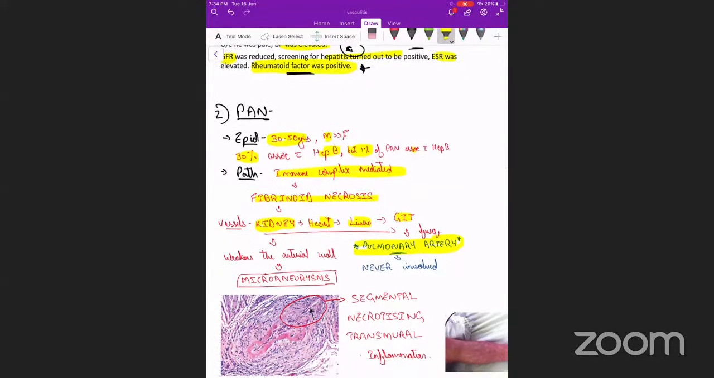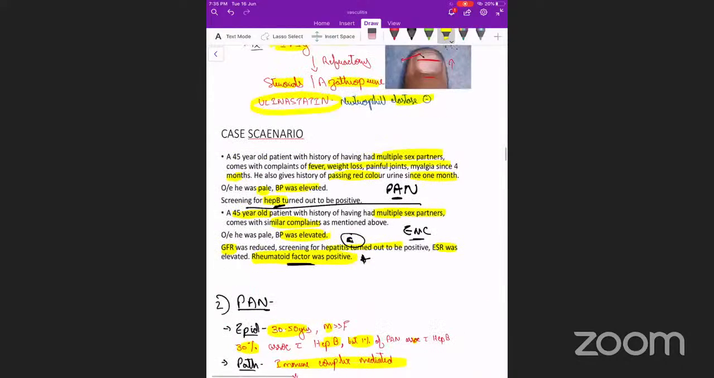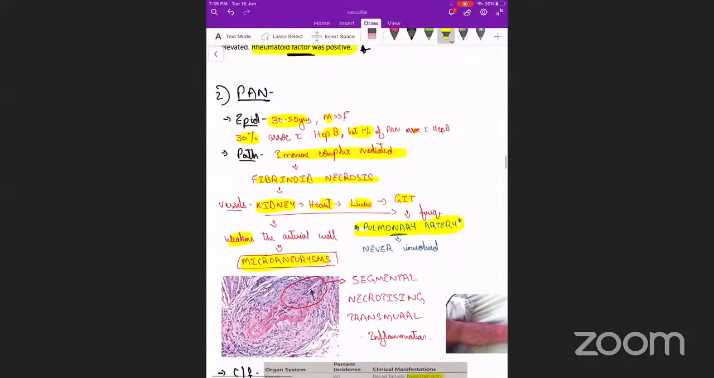This fibrinoid necrosis and inflammation weakens the arterial wall. But in our previous topics, we saw that what was the picture over there? There was luminal thickening, which led to all the ischemic complications. But in PAN, the disease nature is so that it damages the blood vessel and causes microaneurysms. Glomerulonephritis will be present more so in essential mixed cryoglobulinemia. This one will usually present with microaneurysms. That's why the patient had hematuria. The rupture of these microaneurysms led to hematuria.